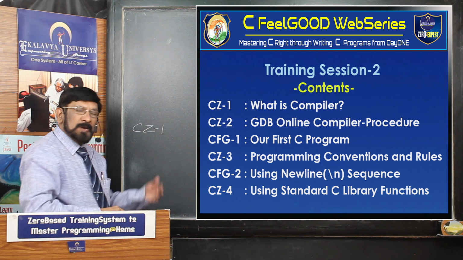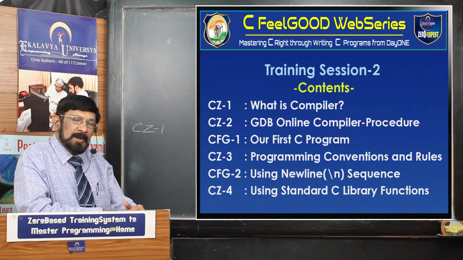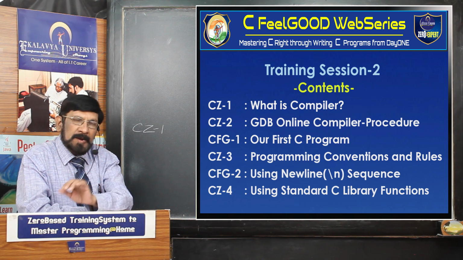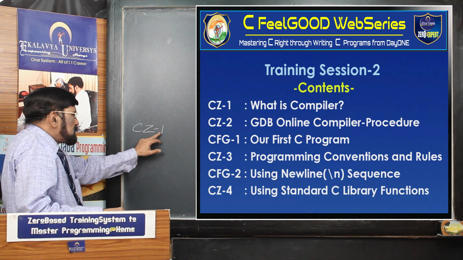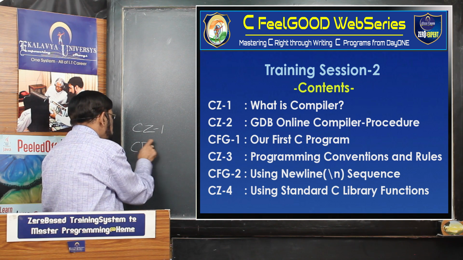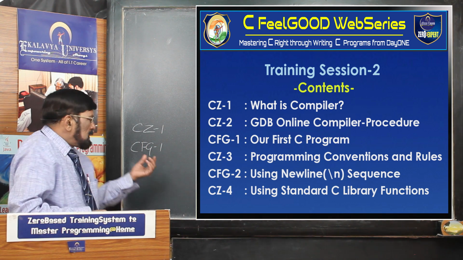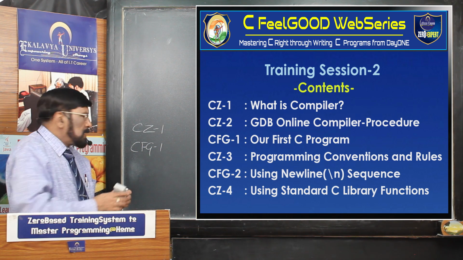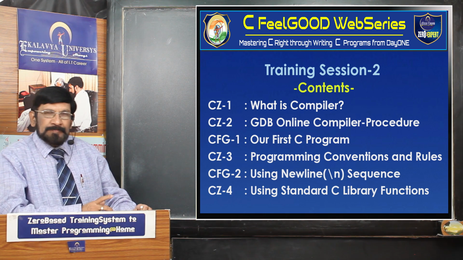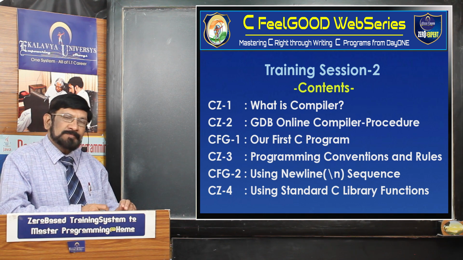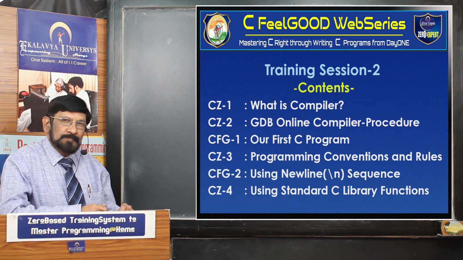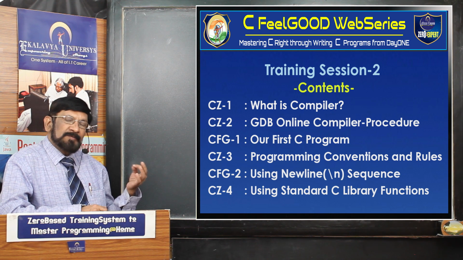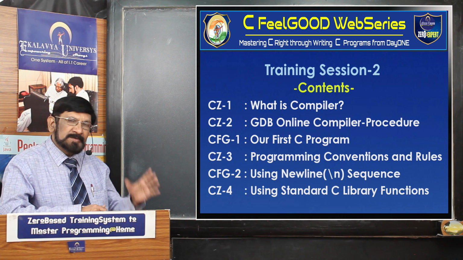CZ1 means concept zone 1, concept zone 2, concept zone 3. Like that, whatever is relevant for the program you are writing, I explain it and you understand it. Programs are CFG1, CFG2. C feel good series 1 means first program, second program, third program, like this. So in this training session, we perform two programs, that means CFG1, CFG2, and I explain four relevant concepts, named CZ1, CZ2, CZ3, CZ4.